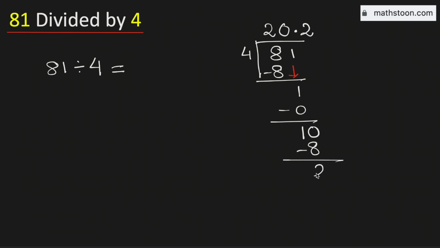Subtract, we get 2. Again 2 is less than 4. That is why we will again borrow 0. Now 4 times 5 is 20. Subtract, we get 0. As we have obtained the number 0, so we will stop. Therefore, 81 divided by 4 is equal to 20.25. And this is our final answer.